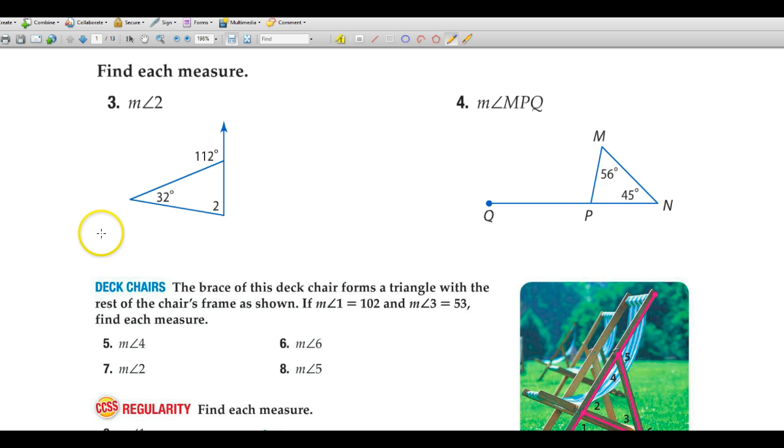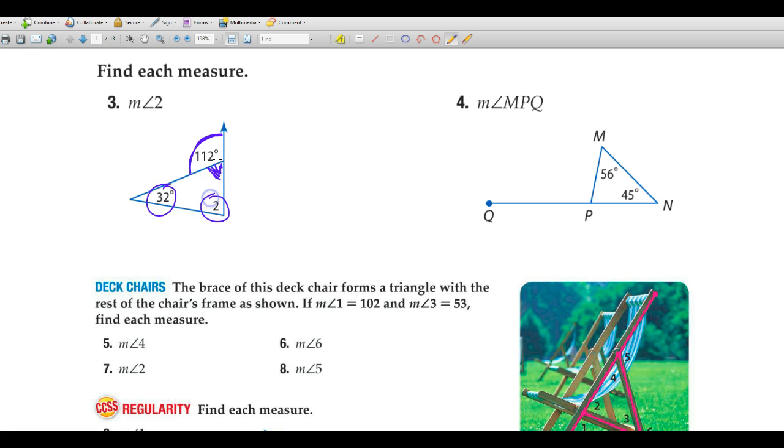Number 3, find the measure of angle 2. So in this problem we have to apply the exterior angle theorem since we're given an exterior angle, 112. And the theorem states that the exterior angle will be equal to the sum of the two remote interior angles, or the two non-adjacent interior angles. Since this angle is adjacent to 112, we wouldn't add those two angles, we would add these two.